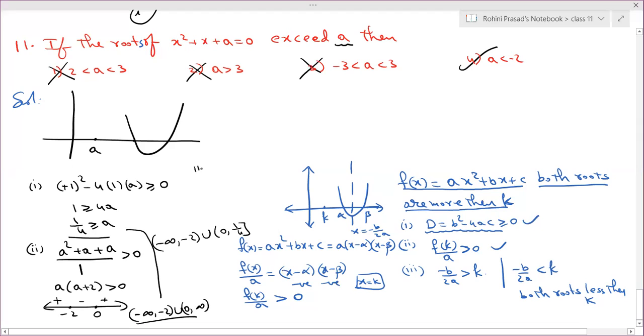Now, one more condition, the third condition. What is that? Minus b by 2a. Minus b is minus 1 by 2. A is 1. Minus b by 2a is greater than k. K is what? K is a itself. So a should be less than minus 1 by 2. So a should be less than minus 1 by 2 means this is gone. This part cannot be present if you include this condition also. So finally, you'll remain with minus infinity to minus 2. So that is the fourth option.